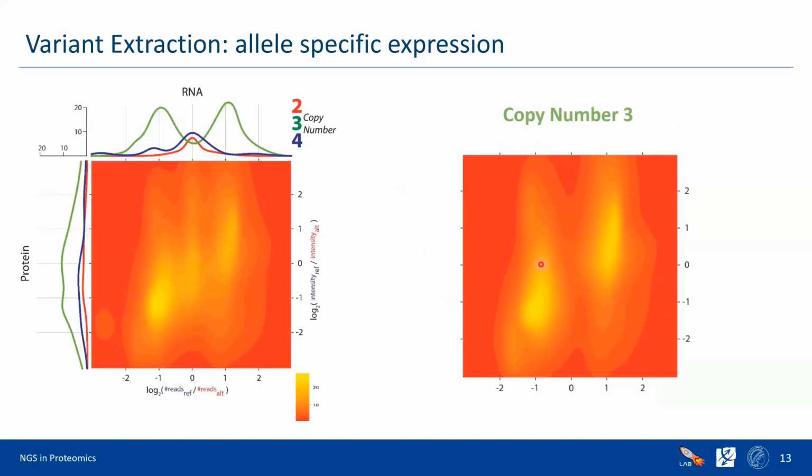And now if we take the plethora of variants which we see in HeLa, and we know what copy number we are looking at, we can see a distribution like that.